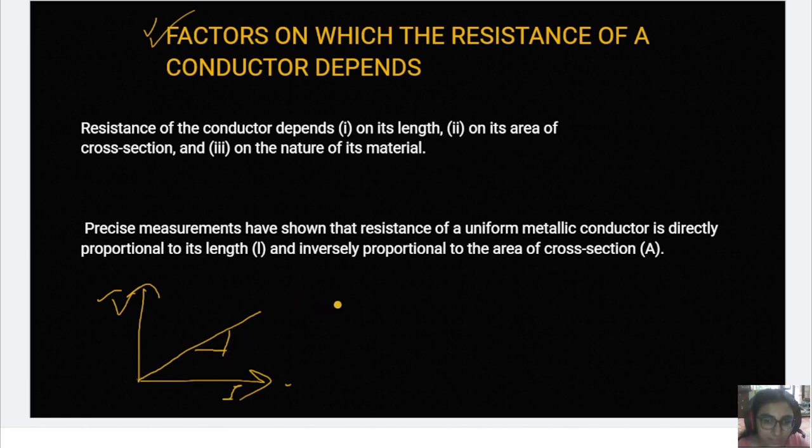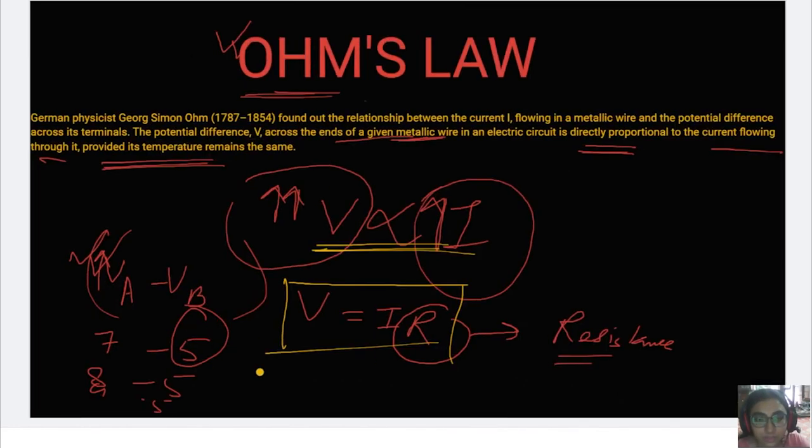How do you calculate the slope? Slope is nothing but just dividing the two components, V by I. So what is the slope here? It is nothing but R, right? So now we can understand how R equals V by I. So now R is equal to V by I. In other ways, what we can say is that if I am keeping the potential difference constant, then you can also say that R is inversely proportional to current.